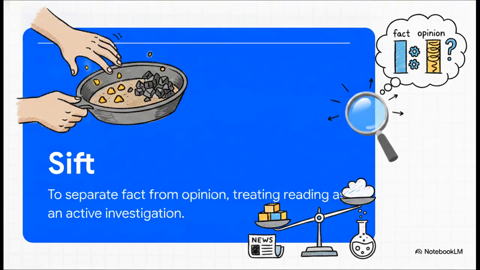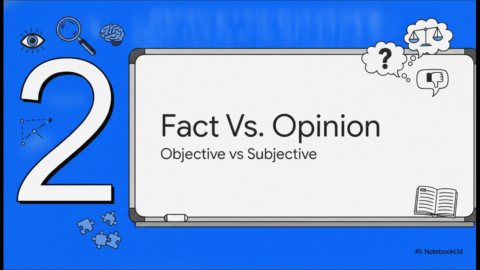I want you to think of reading kind of like panning for gold. Most of the information people communicate to us is totally mixed up with the dirt of their own personal bias. Sure, a scientific report tries its best to stay clean, but an editorial, an advertisement, or a viral social media post? Come on, those are literally designed to change your mind. Your job as a critical reader is to actively sift through that mud to isolate the actual golden nuggets of objective truth. That brings us to Section 2, Fact versus Opinion.